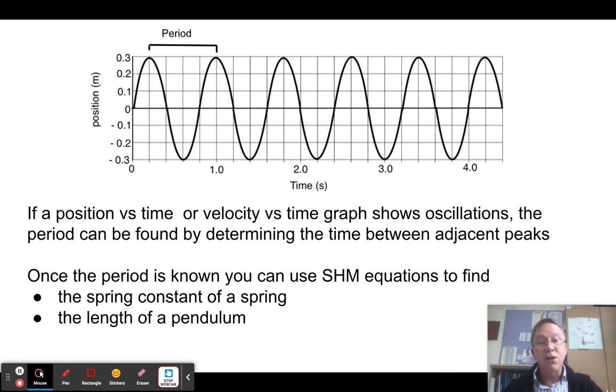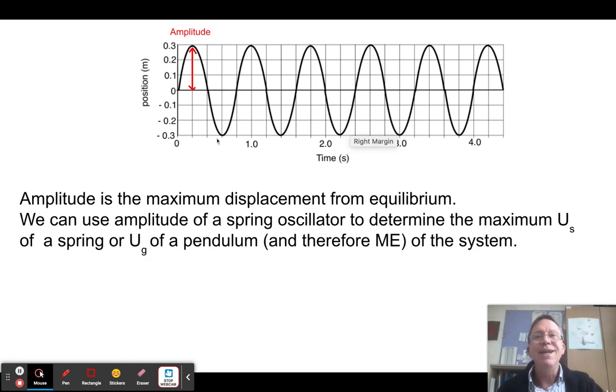Once I know what the period is, I can use the period equation for a spring to find the spring constant or the mass. I can use the period equation of a pendulum to find either g or the length of the pendulum. The amplitude on one of these graphs is going to tell me the maximum mechanical energy, the maximum potential energy. So 0.3 meters, if it's a spring, I can use the spring energy equation to say, well, now I know how much energy is present in this system. And no matter what, at all points in time, that energy will be the same.